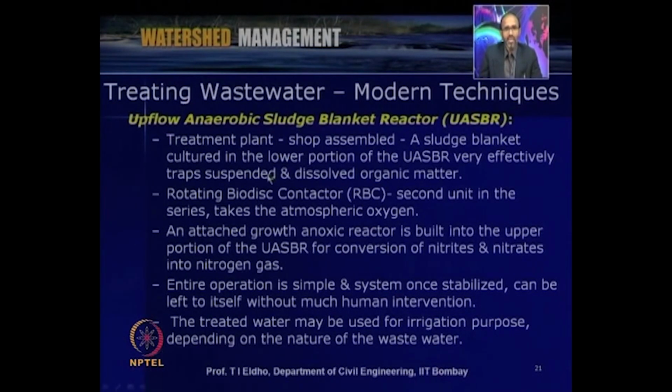A sludge blanket cultured in the lower portion of the UASBR very effectively traps suspended and dissolved organic matter. Then we can have a rotating biodisc contactor, the second unit in the series, which takes in atmospheric oxygen, and then an attached growth anoxic reactor is built into the upper portion of the UASBR for conversion of nitrites and nitrates into nitrogen gas.